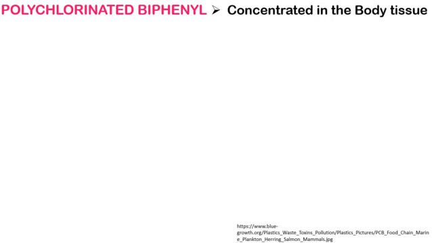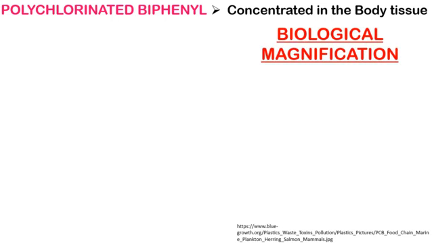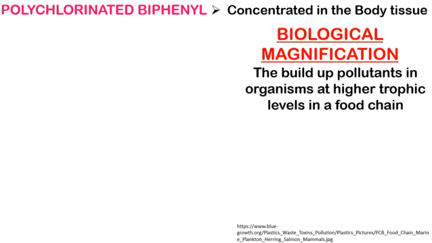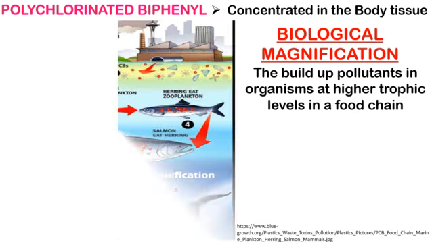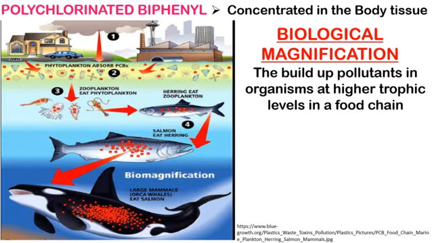Through the process of biological magnification, the PCB becomes concentrated in the body tissues of water organisms. Biological magnification is the buildup of pollutants in organisms at higher trophic levels in the food chain. Fish existing in contaminated ecosystems have a high concentration of PCB. In this scenario, many fishes died, but the fishes were not destroyed by these PCB chemicals; instead, these chemicals were stored in their body tissue.